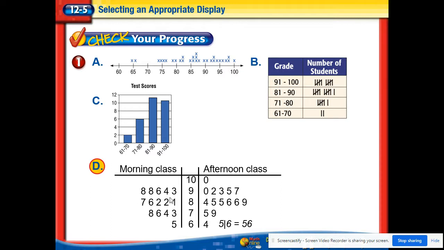And again, it has 2 different values. These kind of compiled them all together. You didn't want that. We had 2 separate sets of data. So we definitely want something that will show two sets, back-to-back stem and leaf.